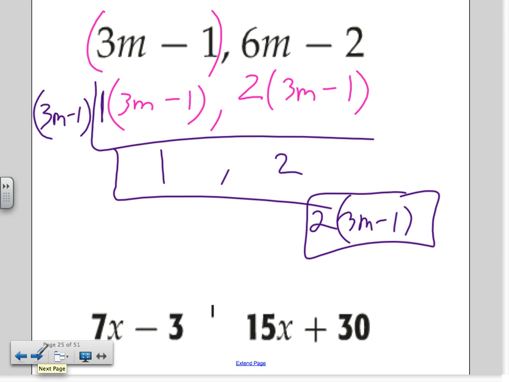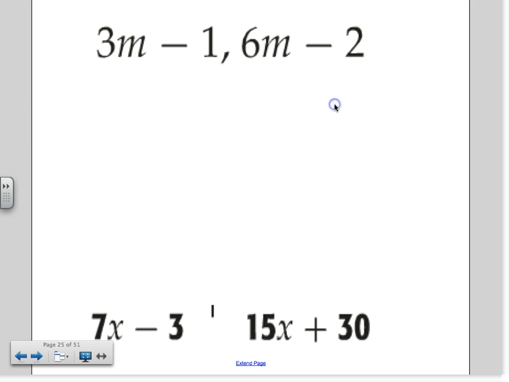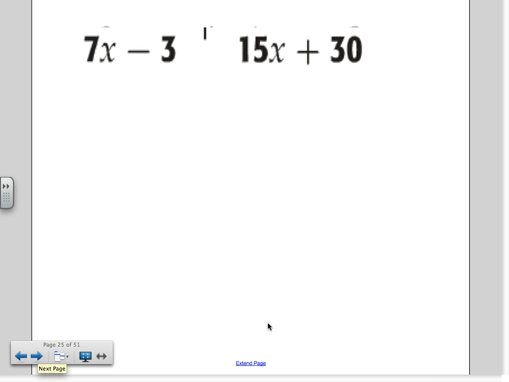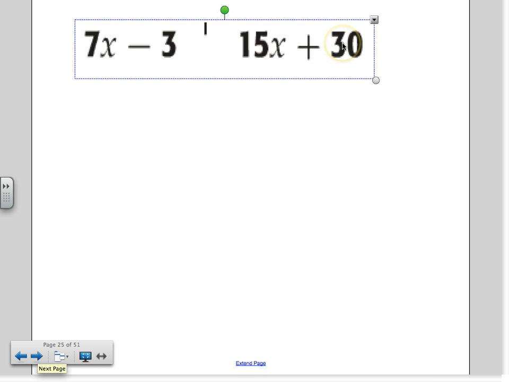Do it one more time, and this time I want you to do it on your own. See if you can actually get this done. So here's the problem. I want you to go and find the LCM for that. I have 7x minus 3, that's one side, and I have another 15x plus 30. I want you to find the LCM. Go.